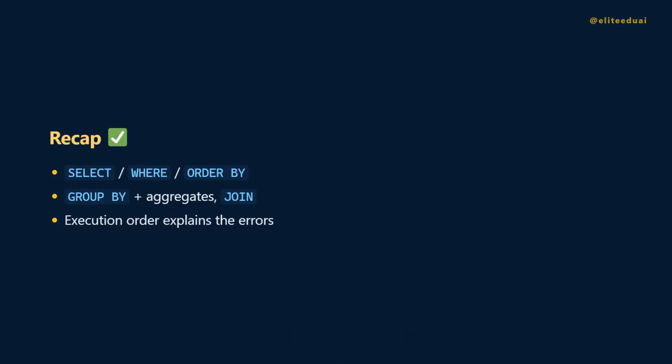Quick recap. Select and filter with SELECT and WHERE, sort with ORDER BY, summarize with GROUP BY and aggregates, and combine tables with JOIN. And remember the execution order, it explains most confusing errors.